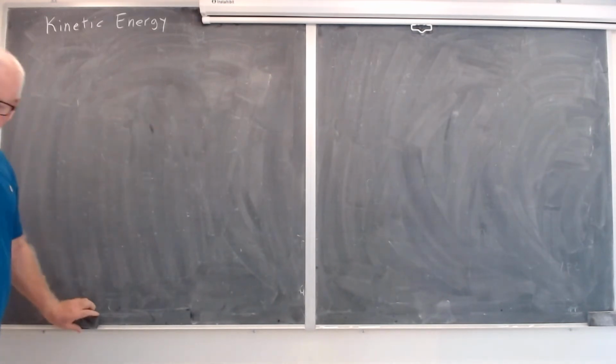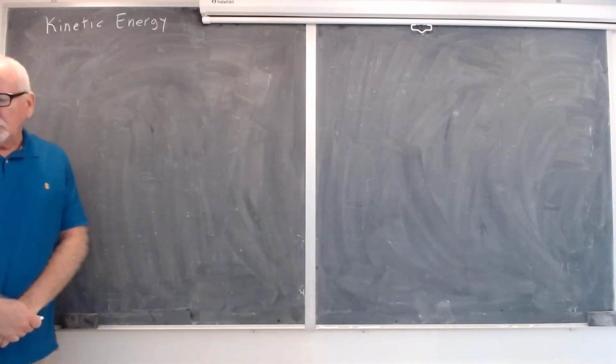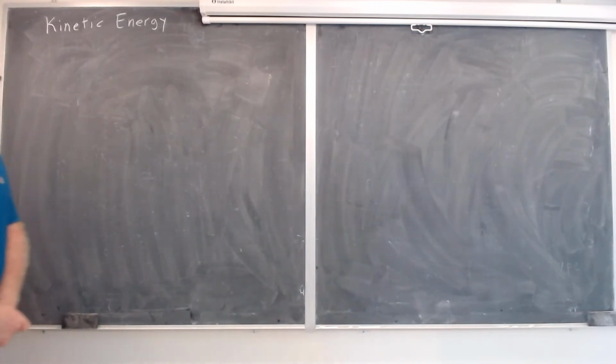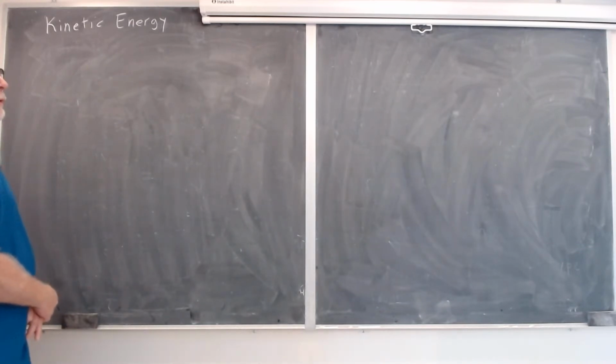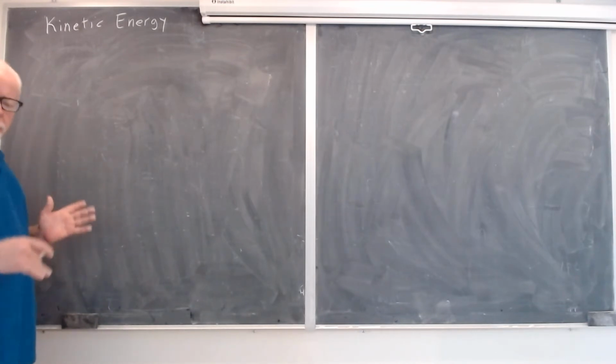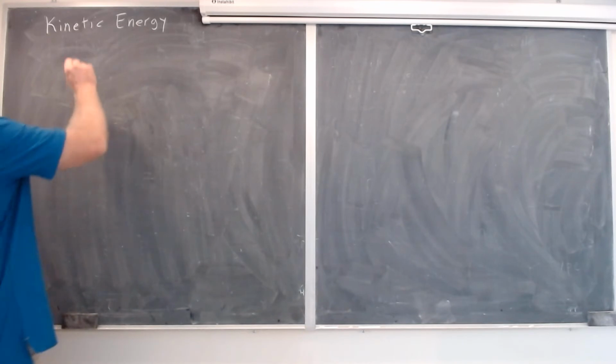Okay, kinetic energy is the energy of something in motion. And most of you probably know the formula for it. It's 1/2 mv squared. We'll derive that today. But I want to back off and start a little bit earlier than that.